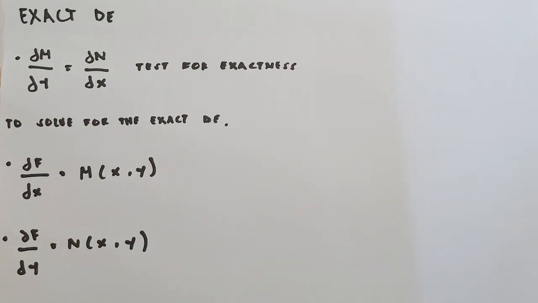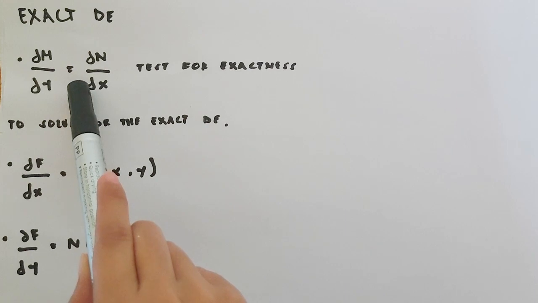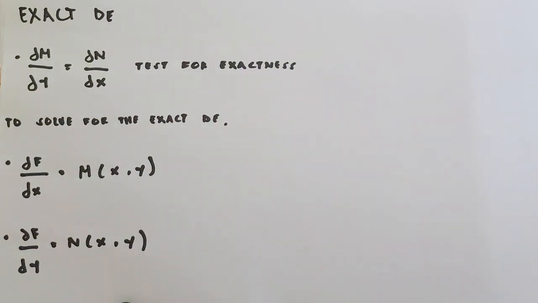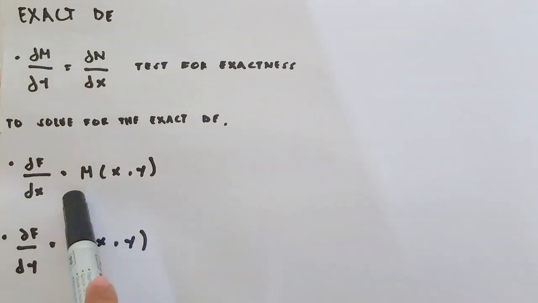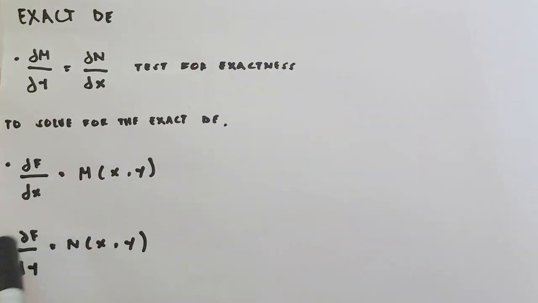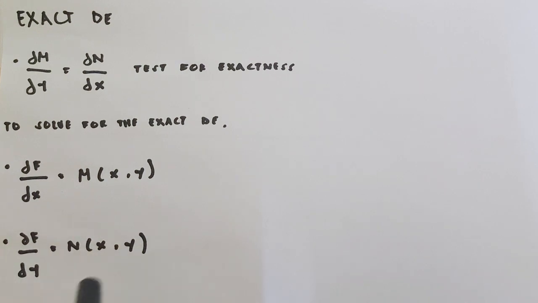So these are the formulas that we will be using later on. As we all know, it is said to be exact if the partial derivative of M with respect to y is equal to the partial derivative of N with respect to x. If they are exact, we can now use this formula: the partial derivative of f with respect to x is equal to M as a function of x and y, and the partial derivative of f with respect to y is equal to N as a function of x and y.